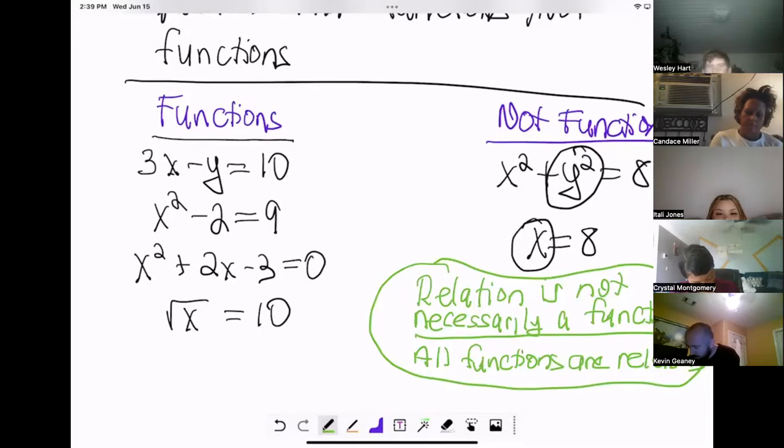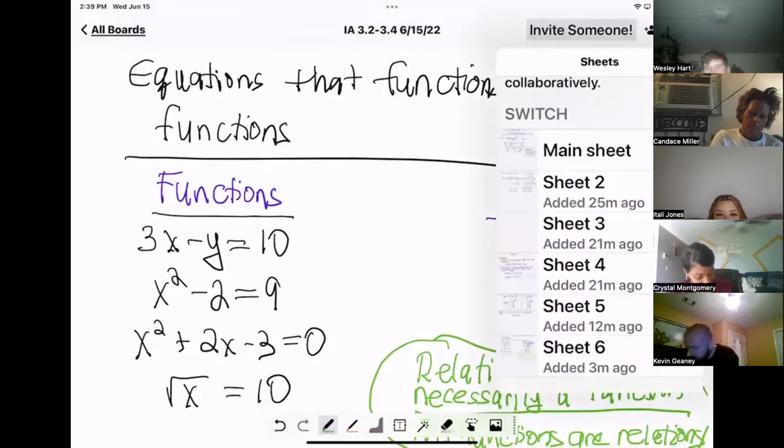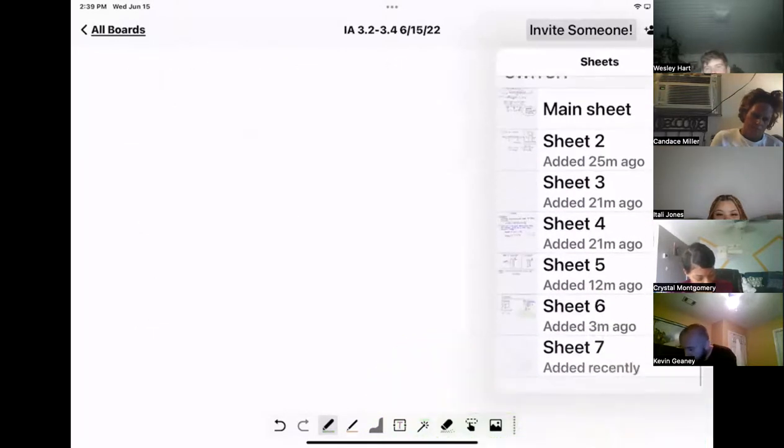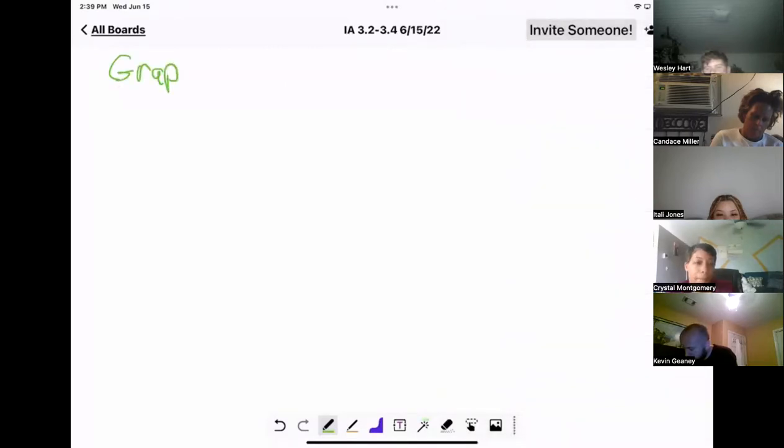Okay, so now we looked at coordinates, how to find a function or not. We looked at ordered pairs. We looked at certain mapping. We looked at equations. Now let's look at graphs. How do you know if a graph is a function or not? I'm gonna make a new page. I'm just gonna take up a little bit of space. Okay, so now let's look at graphs. Functions and not functions.